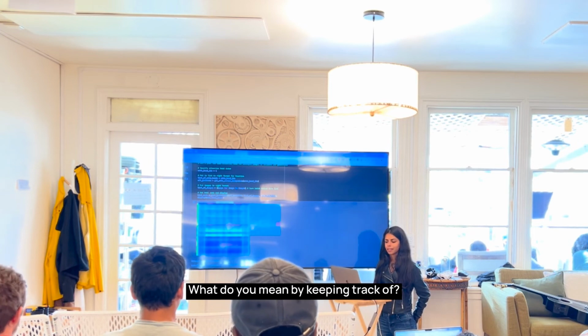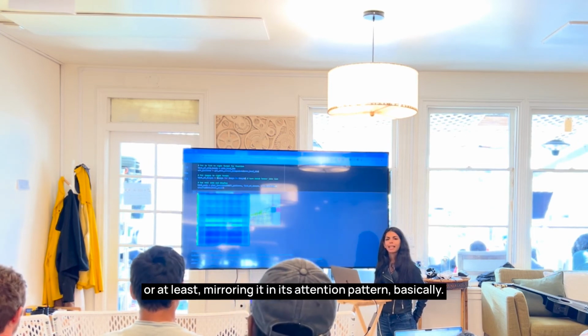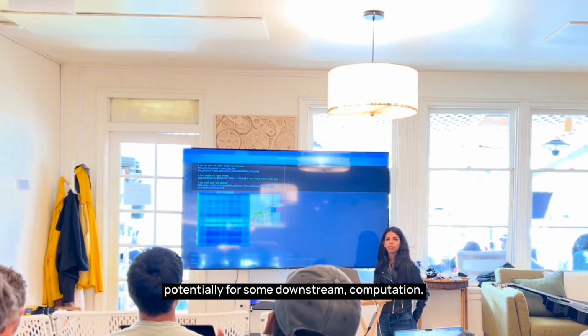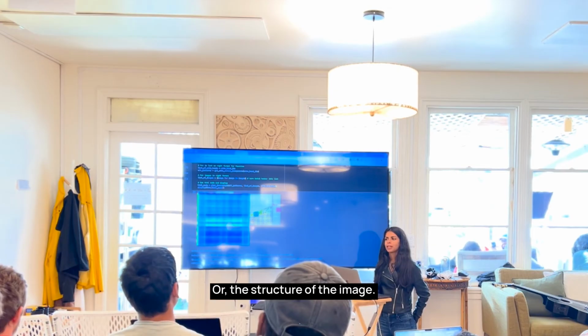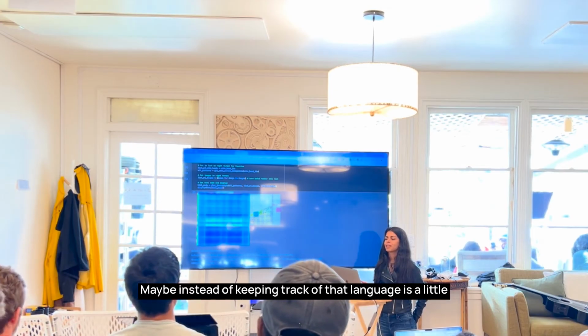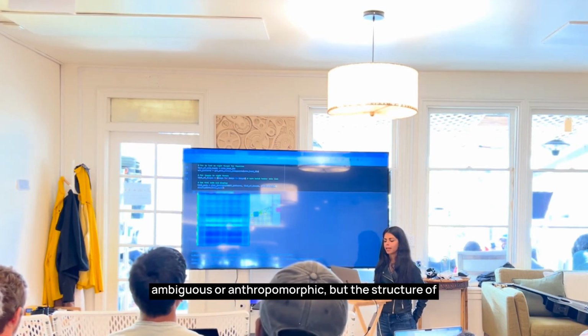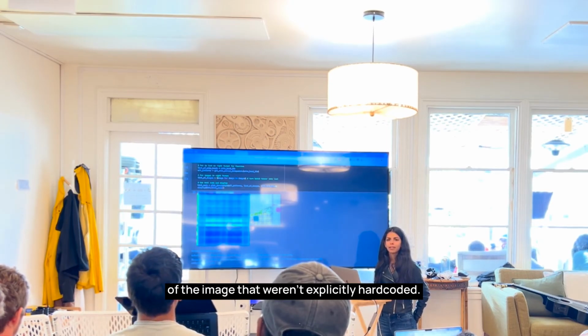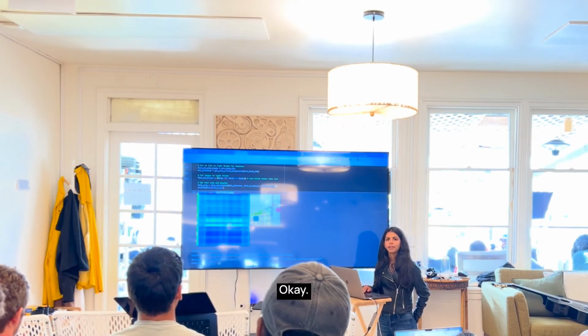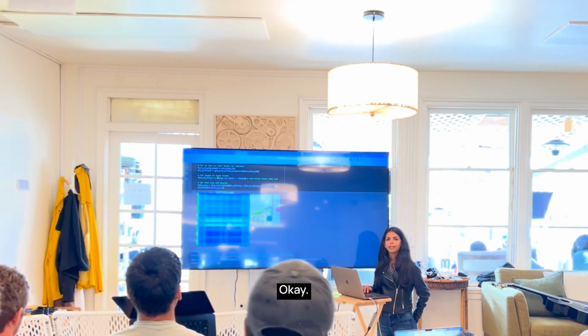What do you mean by keeping track of? Or at least mirroring it in its attention pattern, potentially for some downstream computation. Maybe instead of keeping track of, that language is a little ambiguous or anthropomorphic, but the structure of the attention pattern is mirroring geometric properties of the image that weren't explicitly hard-coded. Okay.